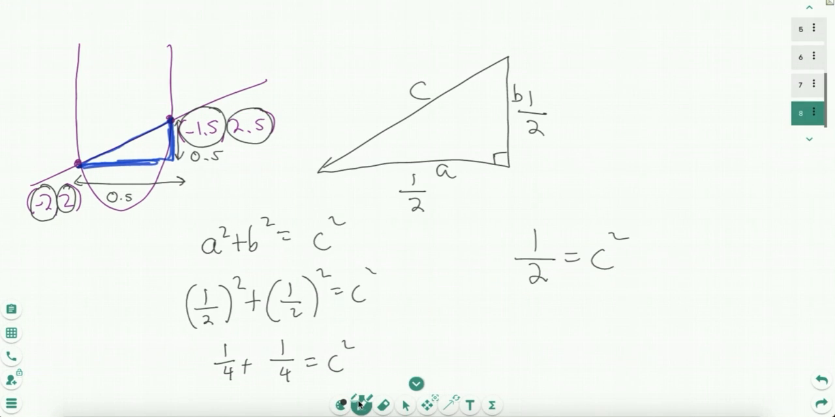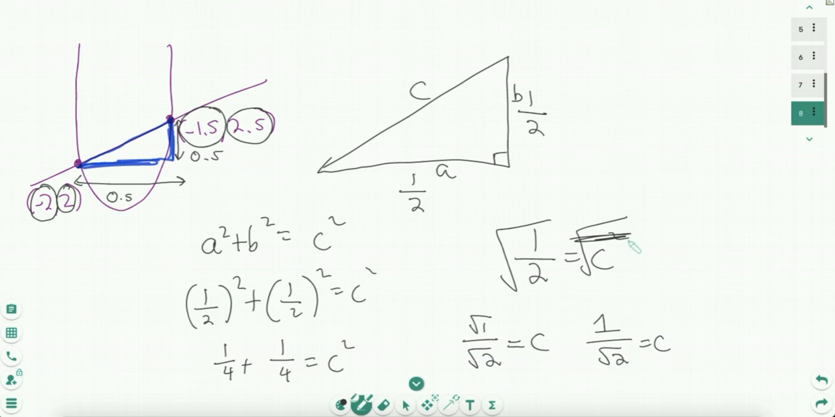And then we want to find c, so we have to get rid of this square. To get rid of square, we're going to square root it. The square root of 1/2 can be written as the square root of 1 over the square root of 2. And then the square and the square root cancel out, so we're left with c. The square root of 1 is 1, and the square root of 2 we're going to leave as root 2. So that's our answer to c. So 1 over root 2 is our length, because that's what we're trying to find, the c value.